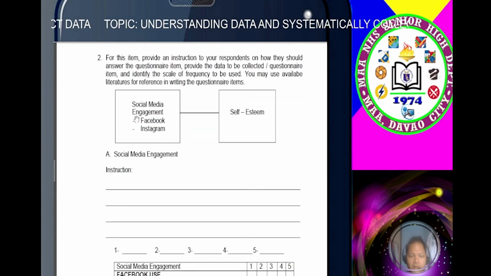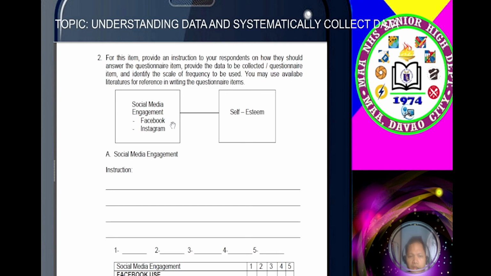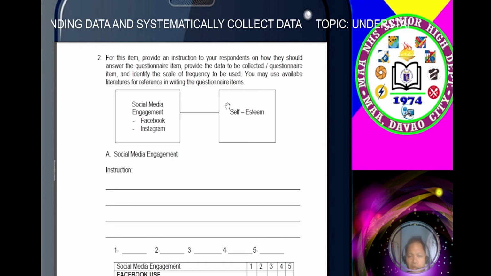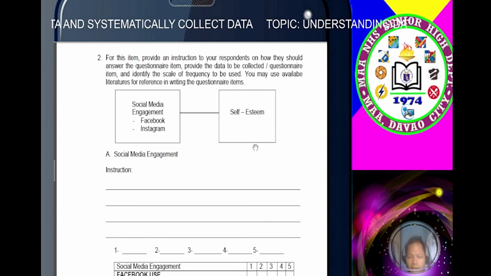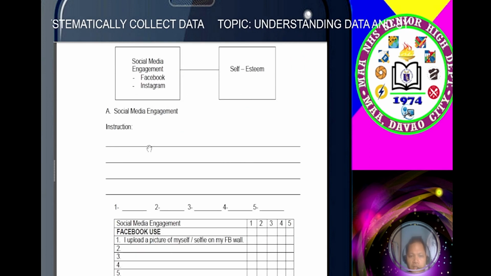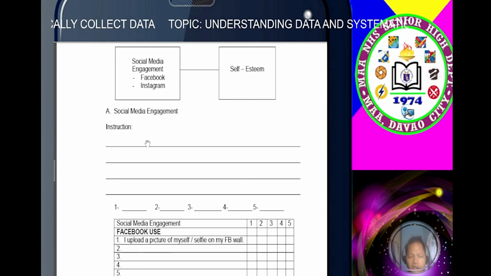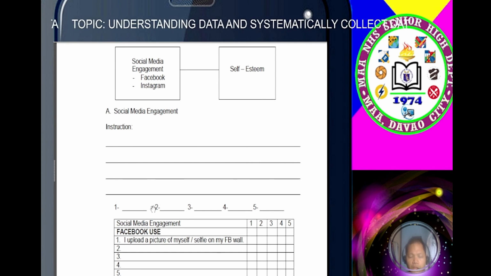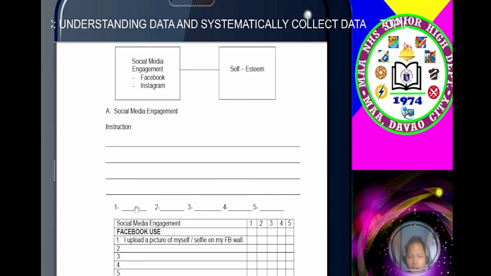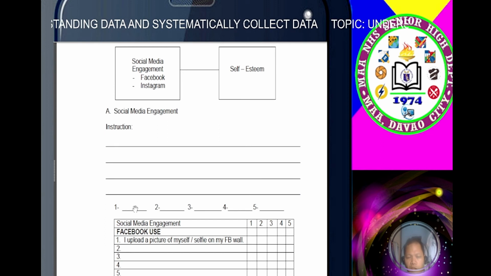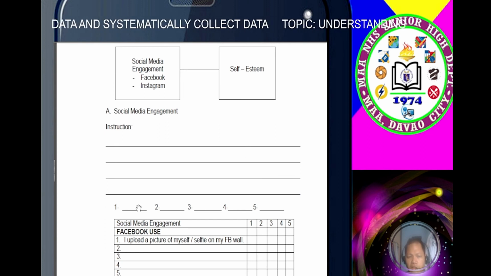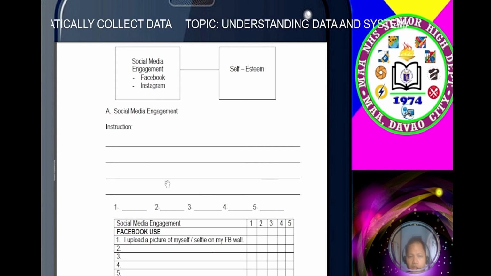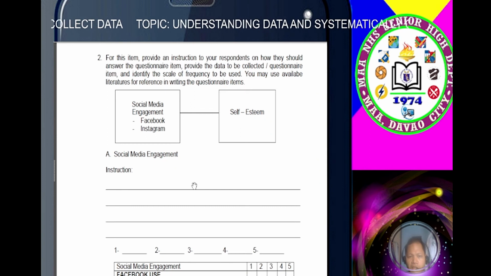This is another framework, social media engagement. Here we have these indicators, Facebook and Instagram. Then our dependent variable is self-esteem. Again, on letter A, same as we discussed earlier, you must have an instruction. Then you must also have your descriptors here. In the Likert scale, what is number 1? Is it strongly disagree, agree, etc.? It depends upon you. So take note of this about social media engagement.